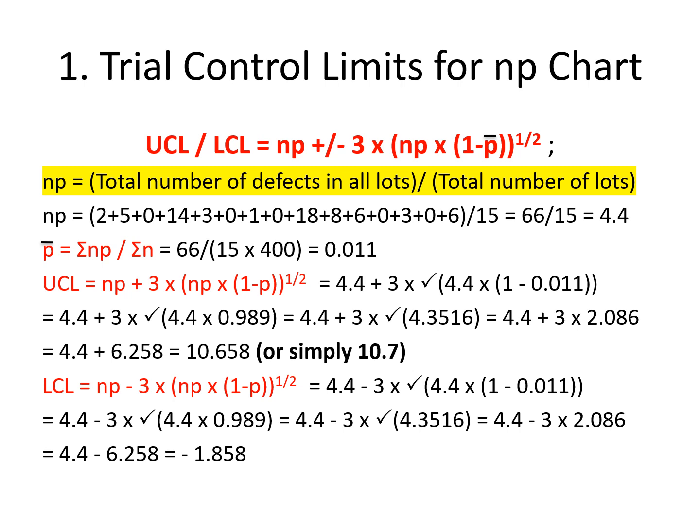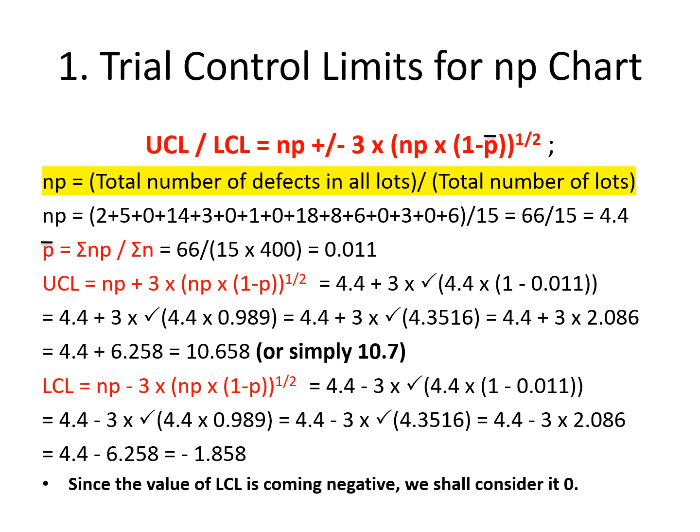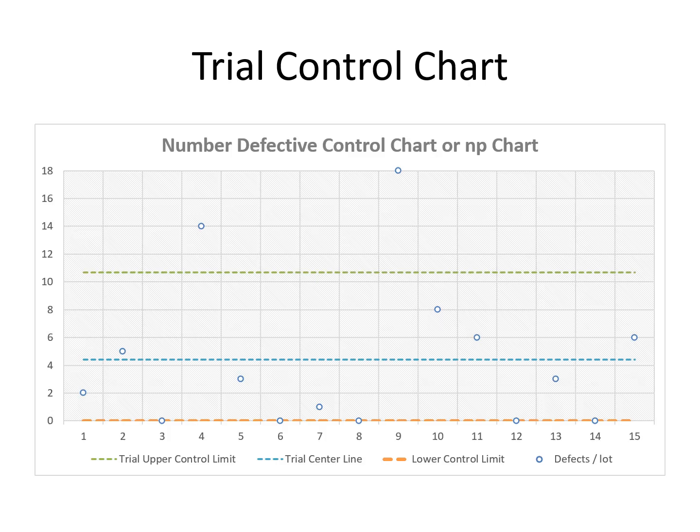Now, since this value is coming as negative, we will take the lower control limit as 0. So let us plot this graph. Once we plot it, we have the upper control limit at 10.7, the center line at 4.4, and the lower control limit at 0. Here we see that two of the points, the 4th and the 9th, are out of control, way beyond the upper control limit.